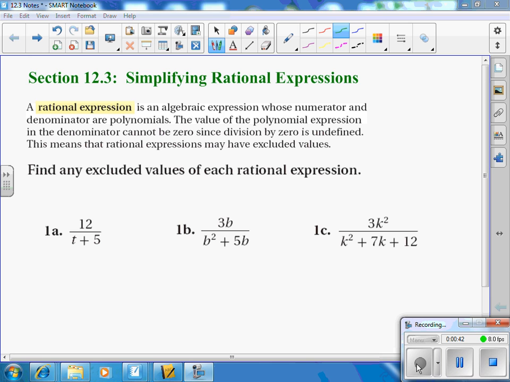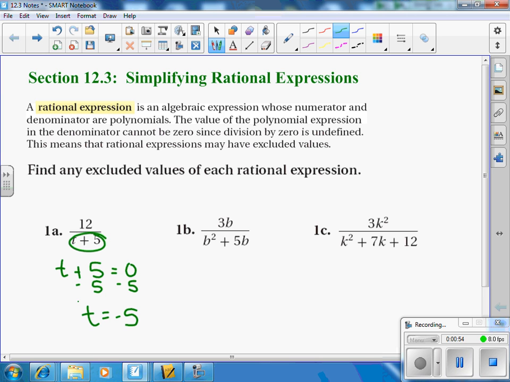So 1a, remember how to find excluded values. We don't want this stuff to be 0, so we can set it equal to 0 and solve. Subtract 5. We end up with this. T can never be negative 5. This is an excluded value.